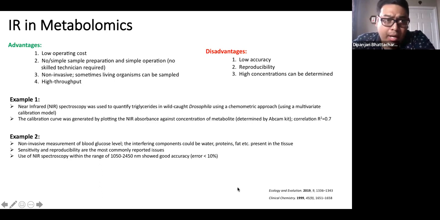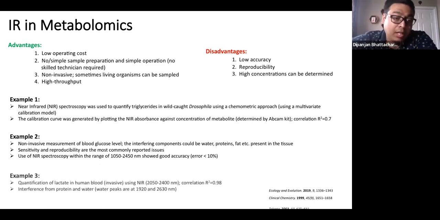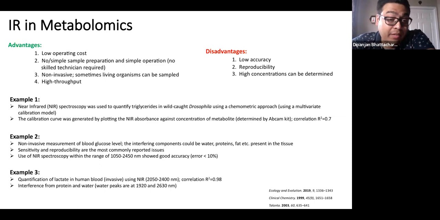And the last example where IR is used by itself was an invasive technique. They analyzed human blood samples to quantify lactate. They also used near infrared, at 2050 to 2400 nanometer, and they got a very good correlation, 0.98, which is pretty amazing. Of course, the interferences are from protein and water, but the water peaks are just below and above their scanning range, so they were able to solve that problem.